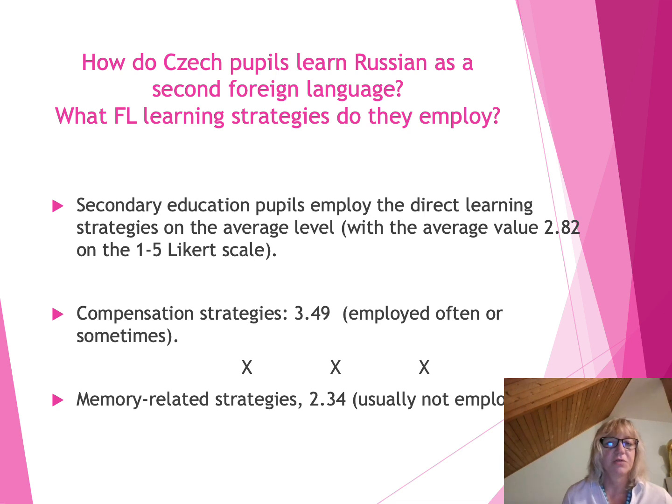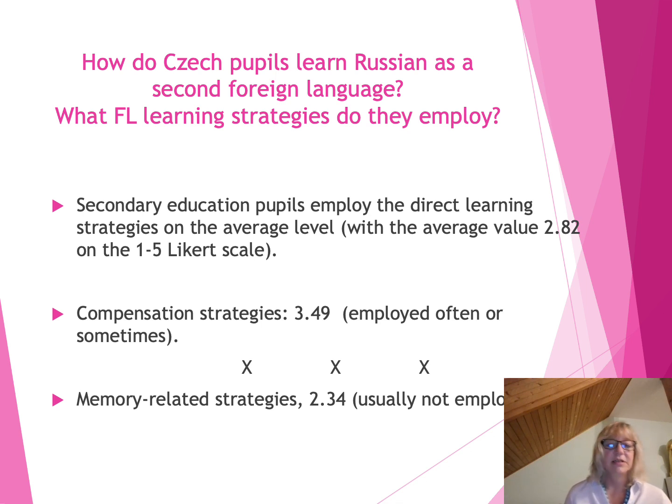Let's focus on the issue: how do Czech pupils learn Russian as a second foreign language? What foreign language learning strategies do they employ? Within the 3 subtypes of foreign language learning strategies, secondary education pupils employ the direct learning strategies on an average level, with the average value 2.82 on the 1 to 5 Likert scale.